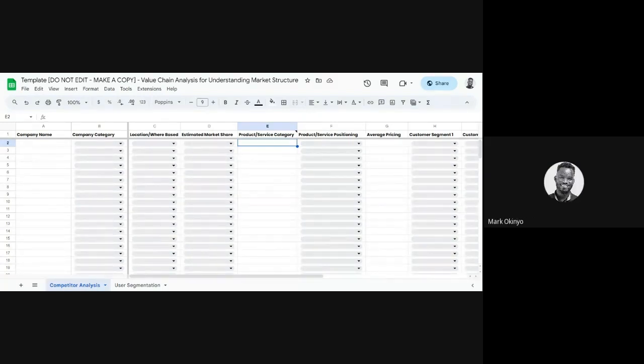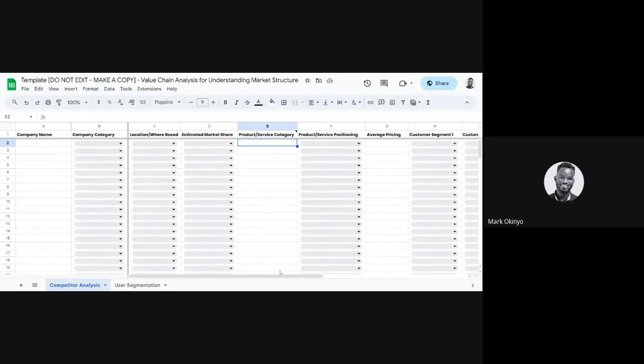Yeah. Okay, cool. So last week we did a value chain analysis. We looked at the service industry, law firm to be specific, and I'd promised to share some templates that we can use to help us run value chain analysis and also competitor analysis.